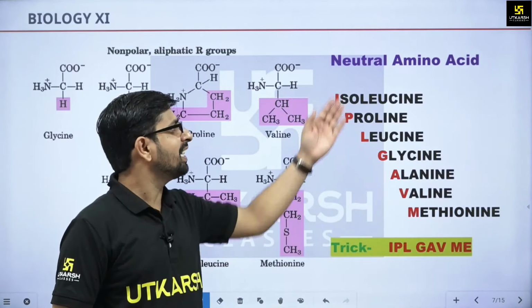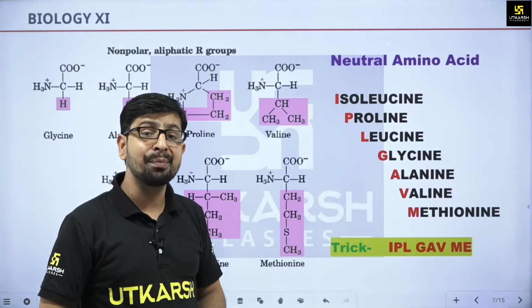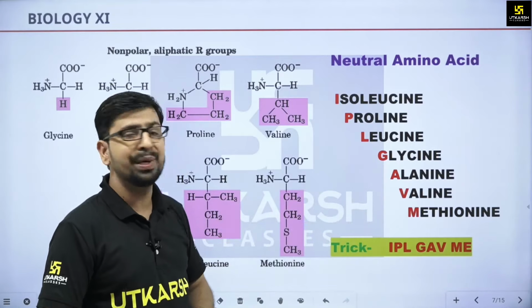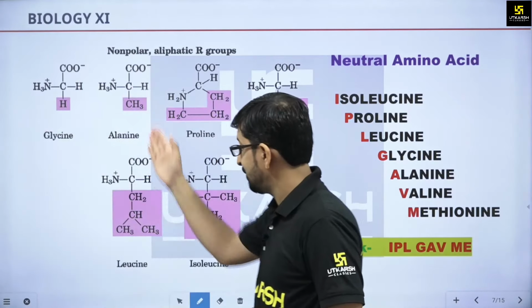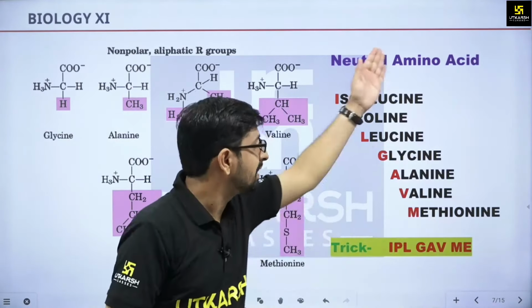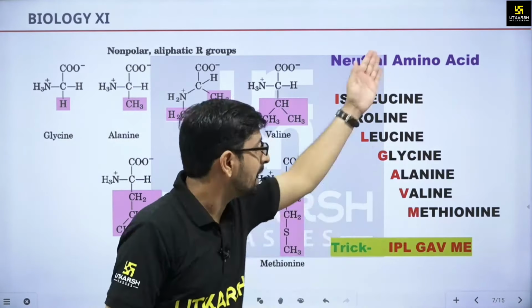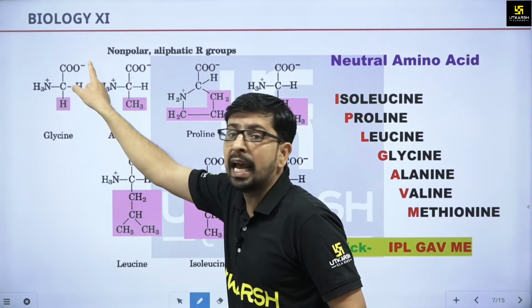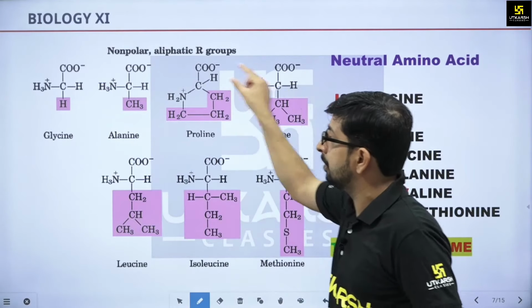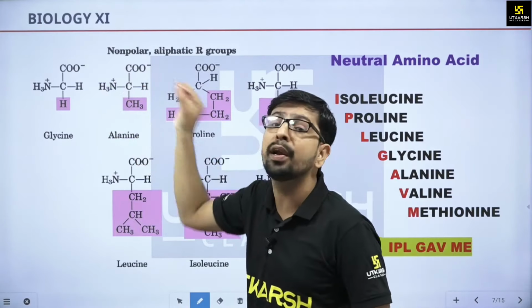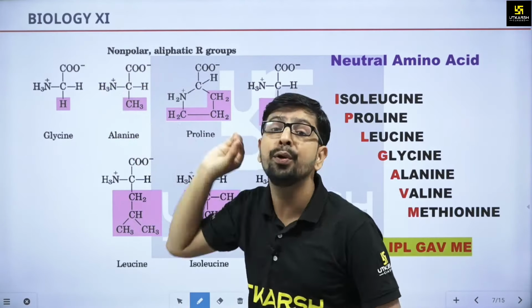Now, the other example, neutral amino acid. This is the structure part and this is the example part. The simple trick for neutral amino acid: neutral means non-polar, a non-polar aliphatic R group. Non-polar, because both plus and minus charge are present on the same amino acid. And they have an aliphatic chain, so they are aliphatic.